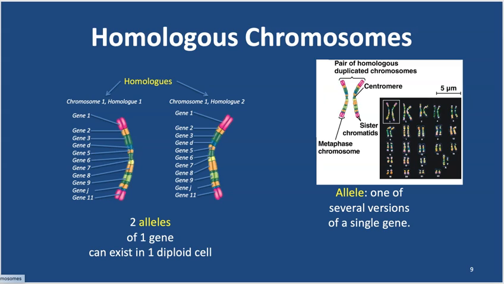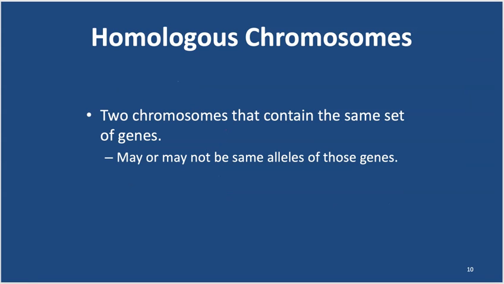So lots of terms. Make sure you write these down. Make sure that you're very careful about differentiating one from another. So here is yet again the definition of homologous chromosomes. It is two chromosomes that contain the same set of genes. Those genes may or may not be the same alleles of those genes. So maybe both of the chromosomes in your cells have the allele for red hair. Maybe one is red hair and one is brown hair. It's just two possible versions.